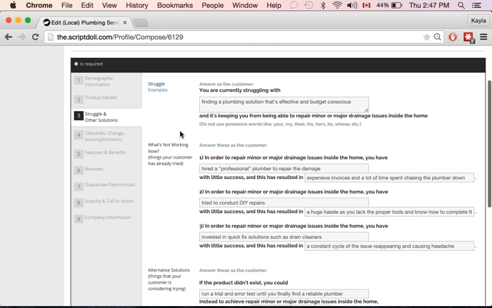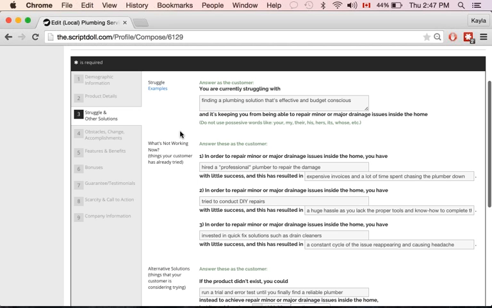The first thing is, what is the person currently struggling with? So what's going on and what's stopping them from being able to solve the problem? This specific profile is promoting an offline plumbing service. So the customer is having a hard time finding a plumbing solution that's mainly budget conscious, because they may not want to pay a fortune to have a plumber come in and fix it. That's the problem that's kind of brewing right now and giving them a hard time.